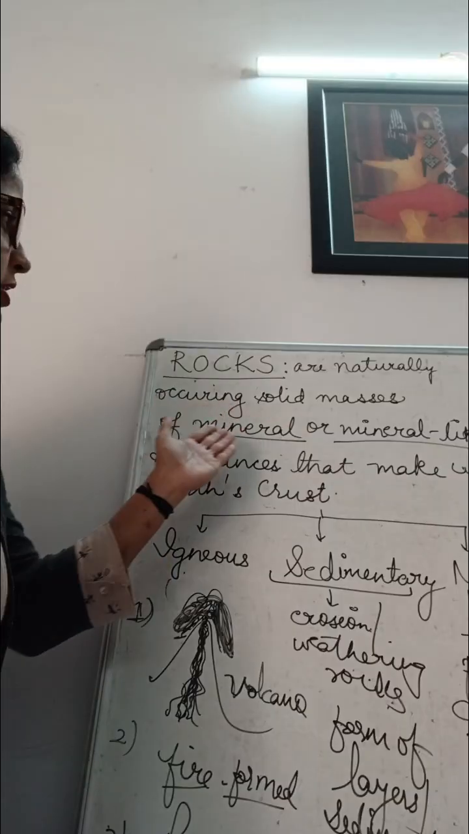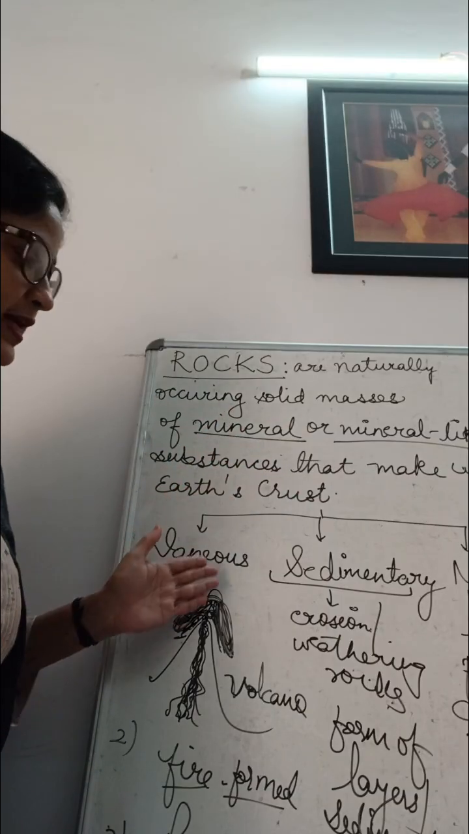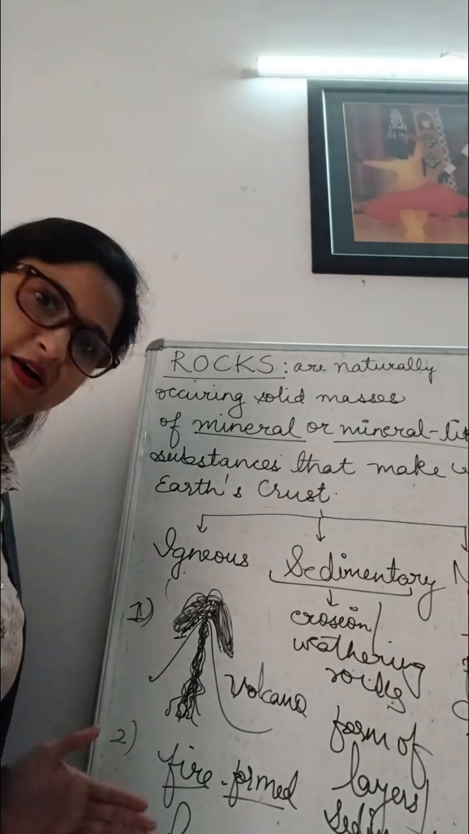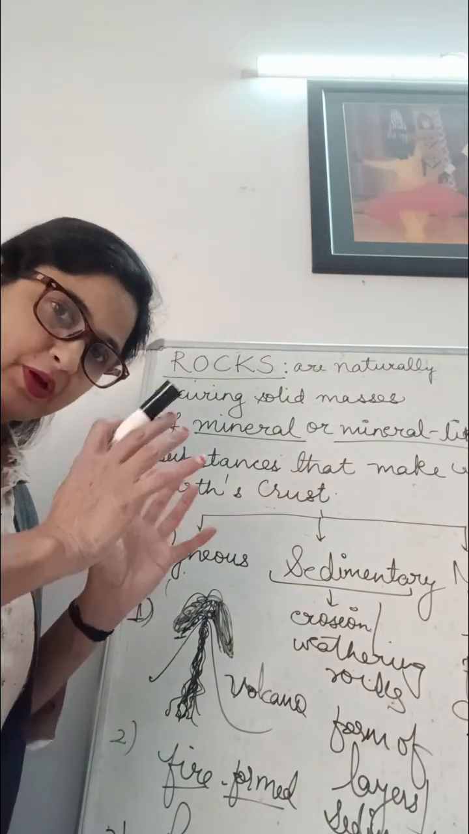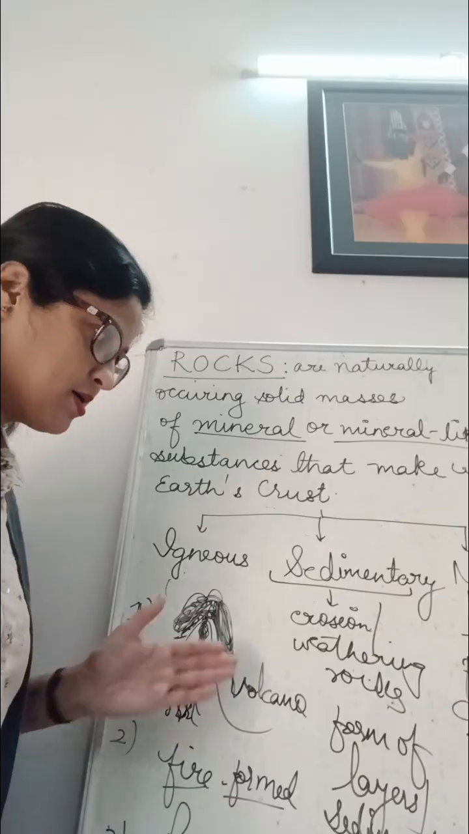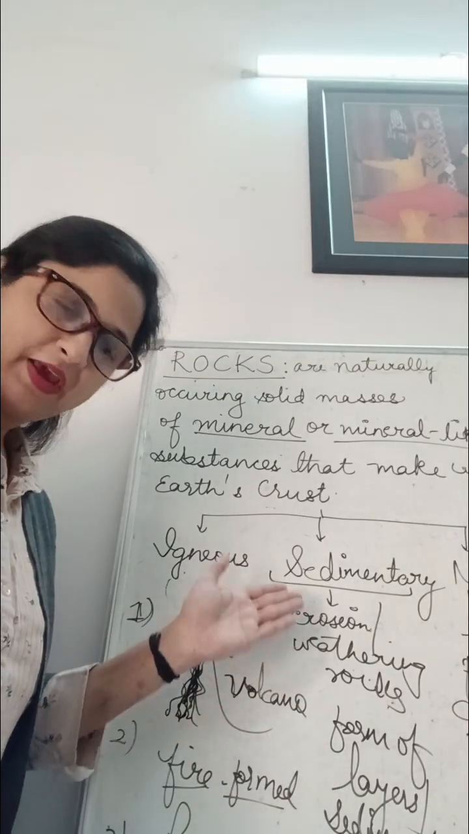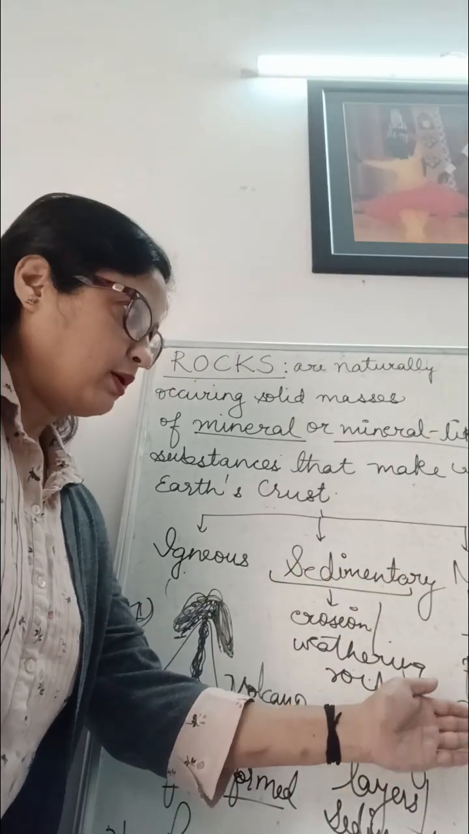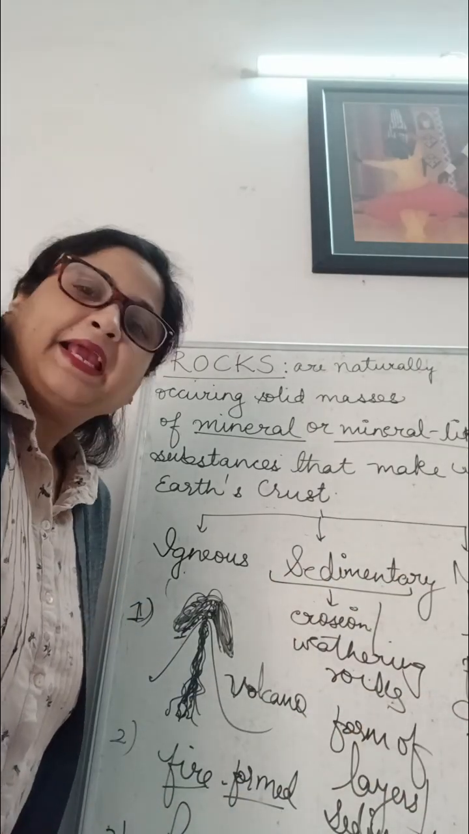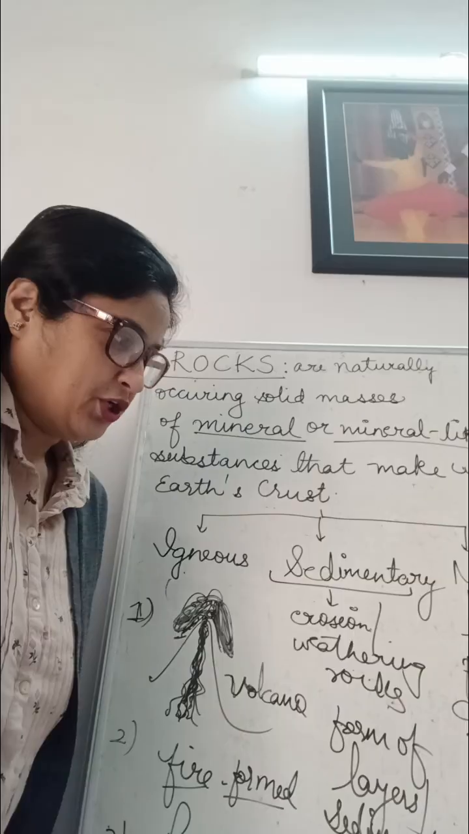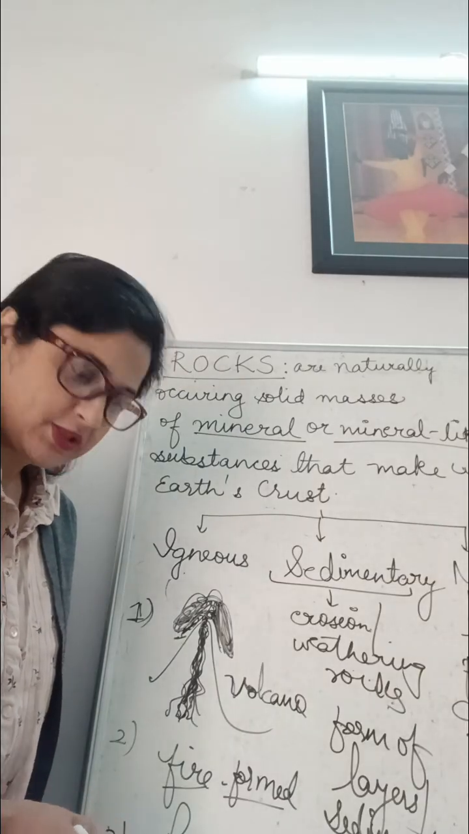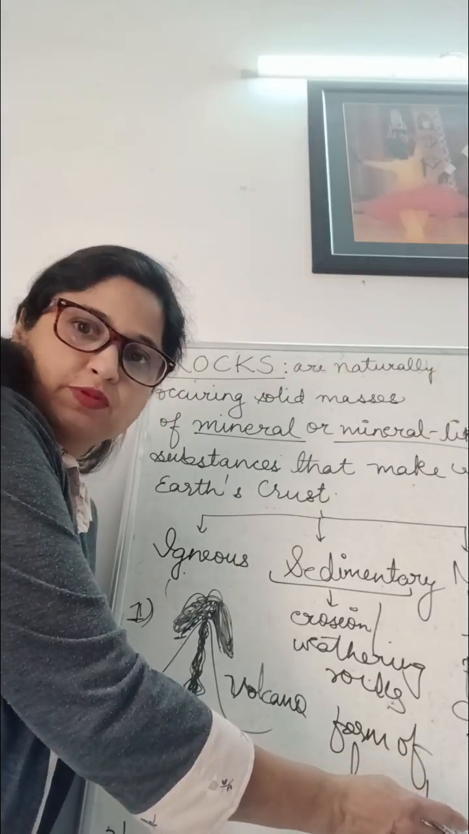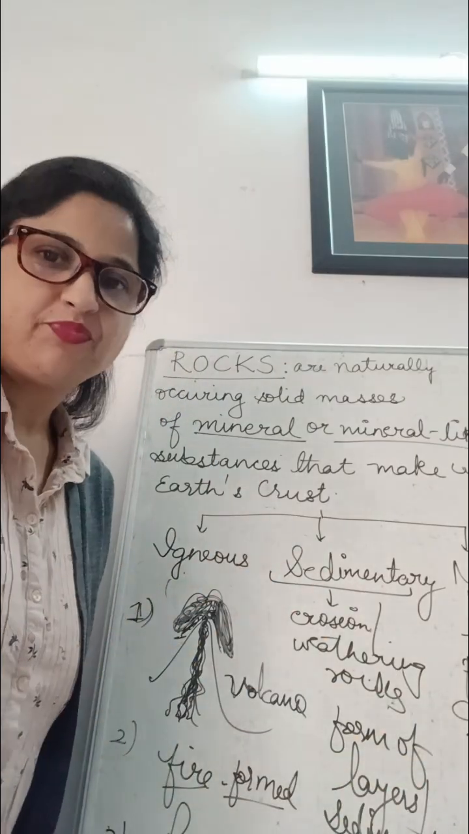They are naturally occurring solid masses of mineral or mineral-like substances: igneous, sedimentary and metamorphic rocks. Igneous rocks are formed by fire, by cooling and solidification of magma. Sedimentary rocks are formed by erosion and weathering of existing rocks, in layers or sediments. Metamorphic rocks are formed by high heat and pressure, and they are called change formed rocks. Examples: pumice, basalt, limestone, sandstone, and here limestone forms marble and sandstone will form quartz.